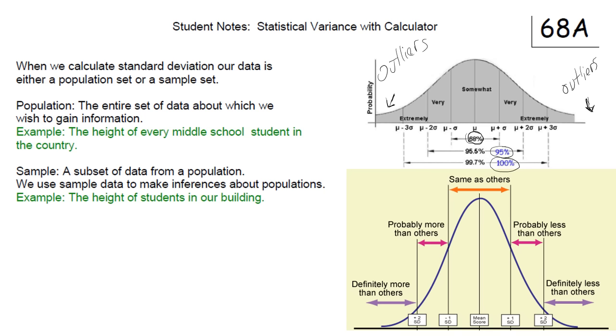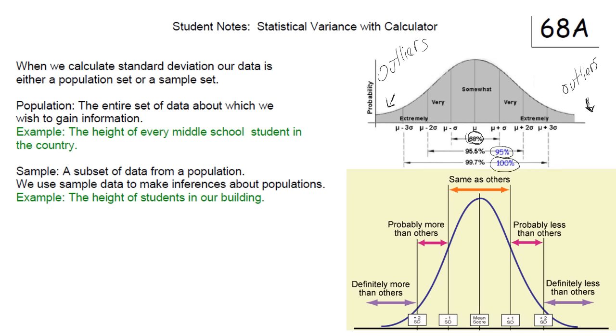A sample data would be a subset of data from the population. We use sample data to make inferences, guesses about the populations. For example, the height of students in our building. By calculating the height of students in our building, we can make guesses about the entire population of the height of every middle school student in the country.